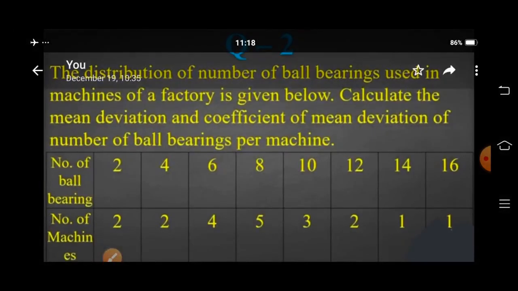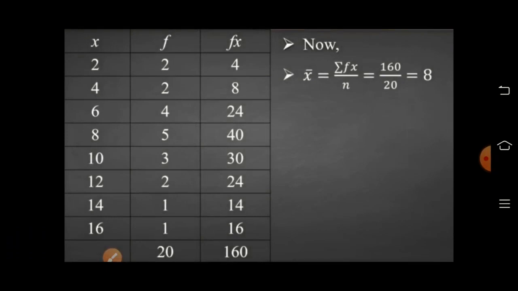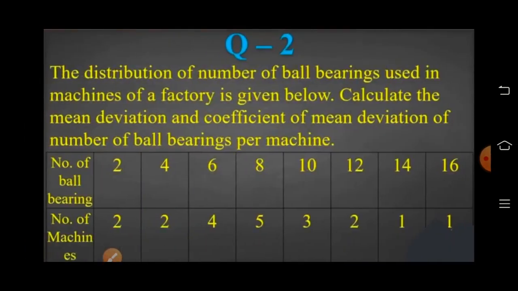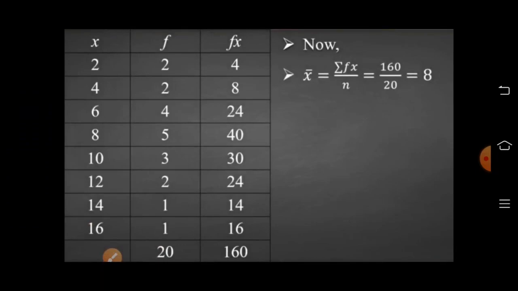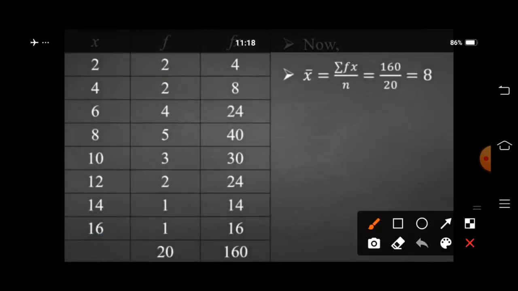Now sum number 2. The distribution of the number of ball bearings used in machines of a factory is given below. Calculate the mean deviation and coefficient of mean deviation of the number of ball bearings per machine. Here they have given us number of ball bearings and number of machines. Now we will write down the number of ball bearings 2, 4, 6, 8, 10, 12, 14, 16, and again a second column of frequency, we will write down here, frequency column.